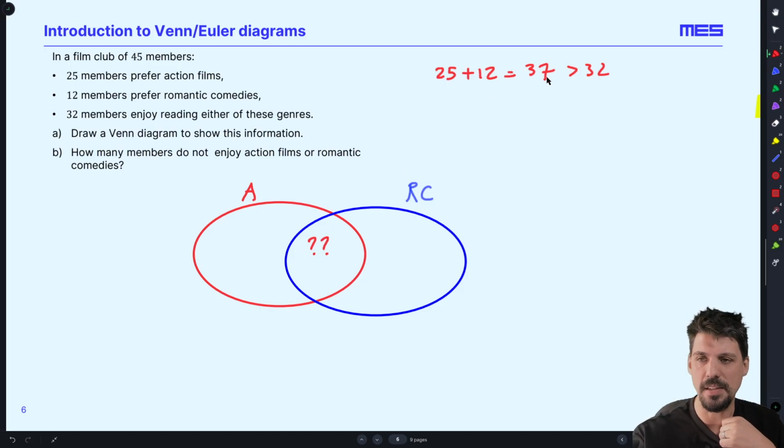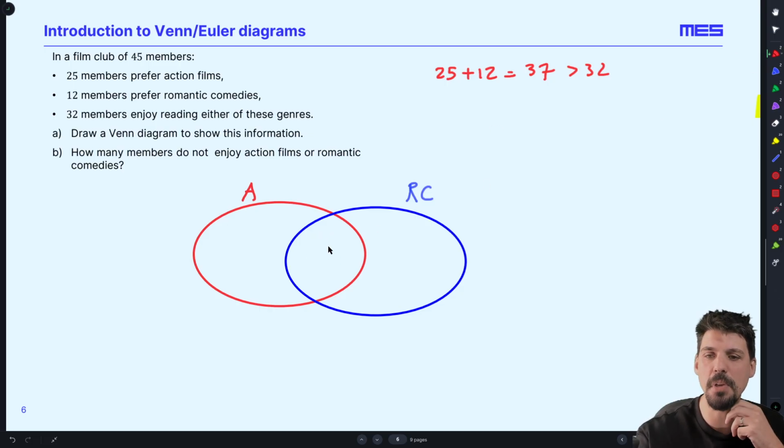So how much too big is it? Well, I get 25 plus 12 is 37. I should get 32. So I'm 5 too big. If I'm 5 too big, that is because the middle bit has been counted twice. So that's telling me that the middle has to be 5.